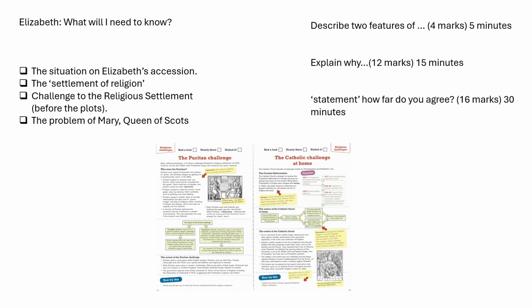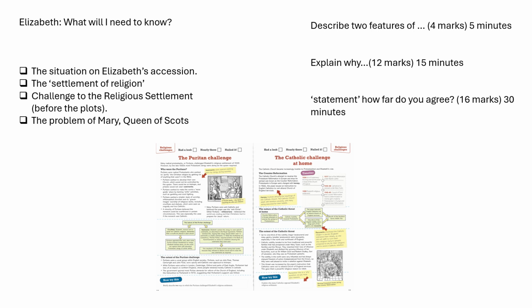So why was she a problem for Elizabeth? Thinking about the fact that she was a Catholic, Elizabeth was a Protestant, she was also a legitimate heir to the throne. These topics could come up in 3 ways. You're either going to be asked to describe 2 features of something, explain why something happened, or you're going to be given a statement and asked how far you agree.